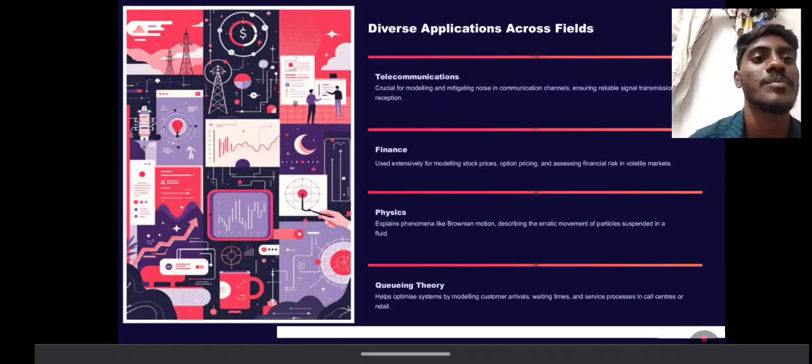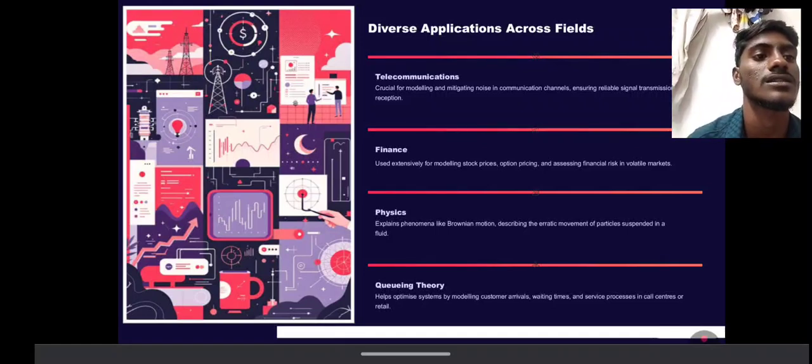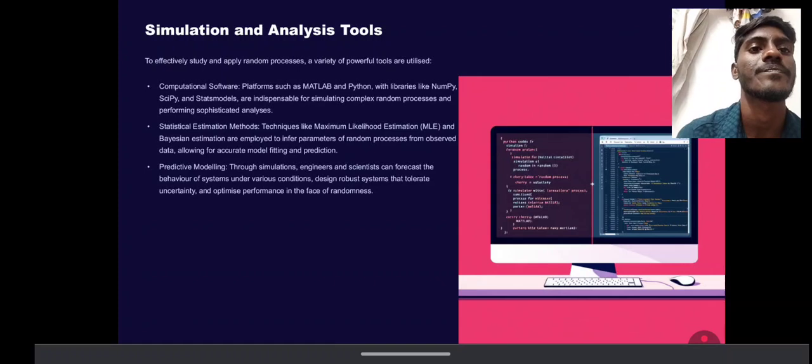Physics explains phenomena like Brownian motion, which describes the erratic movement of particles suspended in a fluid. Queuing theory helps optimize systems by modeling customer arrivals, waiting times, and service processes in call centers or retail.